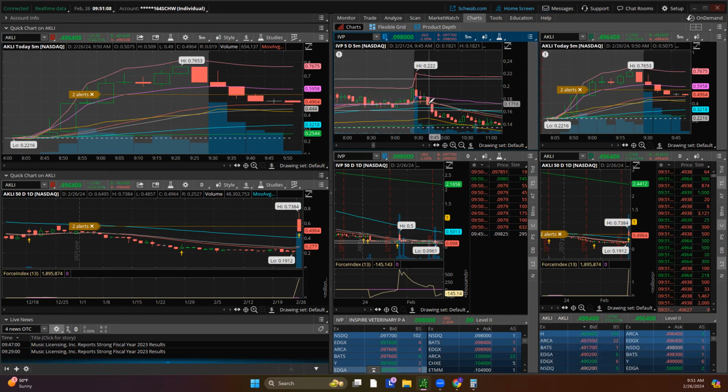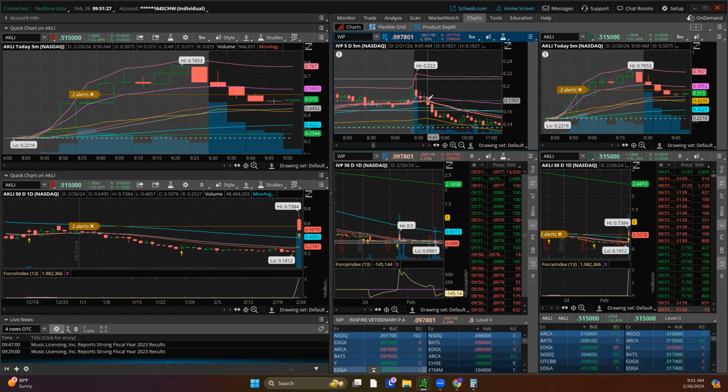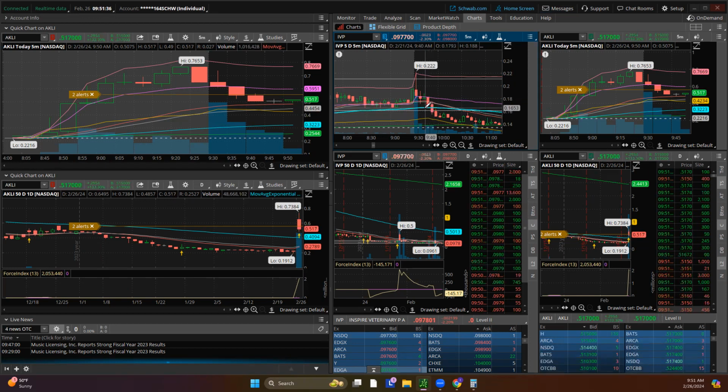Now, if you're a beginner, if it closes under this, what do I mean by closing? Literally, you can see this box right here, this rectangle is called a candle. The bottom of it is underneath the 21 and 28. That's what I mean by close under. If you're a bit more advanced and you want to be more patient, my next level of close under is if the box or this candle closes underneath the 83 EMA, which is this turquoise one.